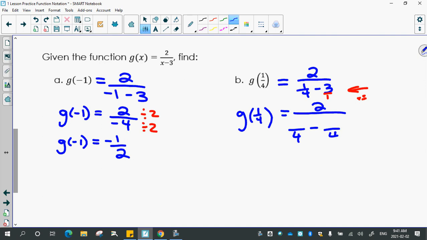Then subtract in the middle. 1/4 already had 4 as its denominator. The 3 had a 1. So to get from 1 to 4, I had to multiply by 4. So I have to do the same thing with the 3. Whatever I did to the bottom, I had to do to the top of the fraction to make it equivalent. Okay, so now that we're in fourths in our denominator, we can actually do the subtraction. 1/4 minus 12/4 is negative 11/4.